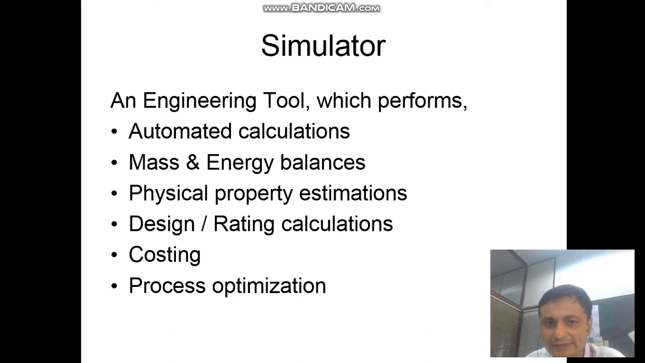Basically, by and large, a simulator is something which gives you automated calculations. And in chemical engineering, it can be mass and energy balance, it can be estimation of some physical property, it can be designing something, it can be rating something. The word rating might be new to you, and it will be clarified as we proceed further. It can also help you to cost a specific process or equipment, or it can help you to optimize a process or an equipment.